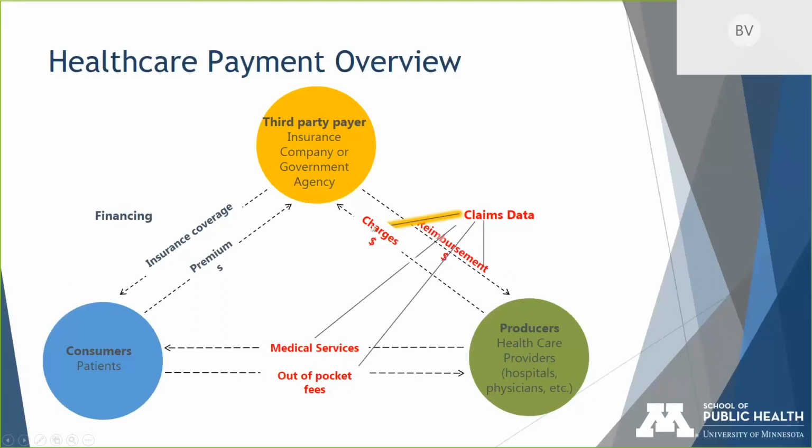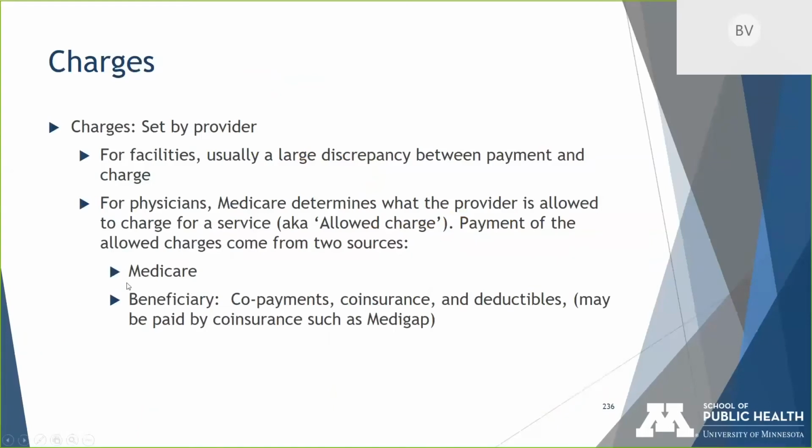Another thing that we get to observe in the claims data are the charges that a provider submits to Medicare. This is how much they say they want to be paid for this service. Again, it's set by provider, and that means that you'll see a wide variation in charges across providers. And there's also usually a large discrepancy between what Medicare actually pays and what was charged. Medicare does not, for facilities especially, really take into account what the hospital has sent as a charge. They pay based on their DRG, or they pay based on a previously set payment rate.